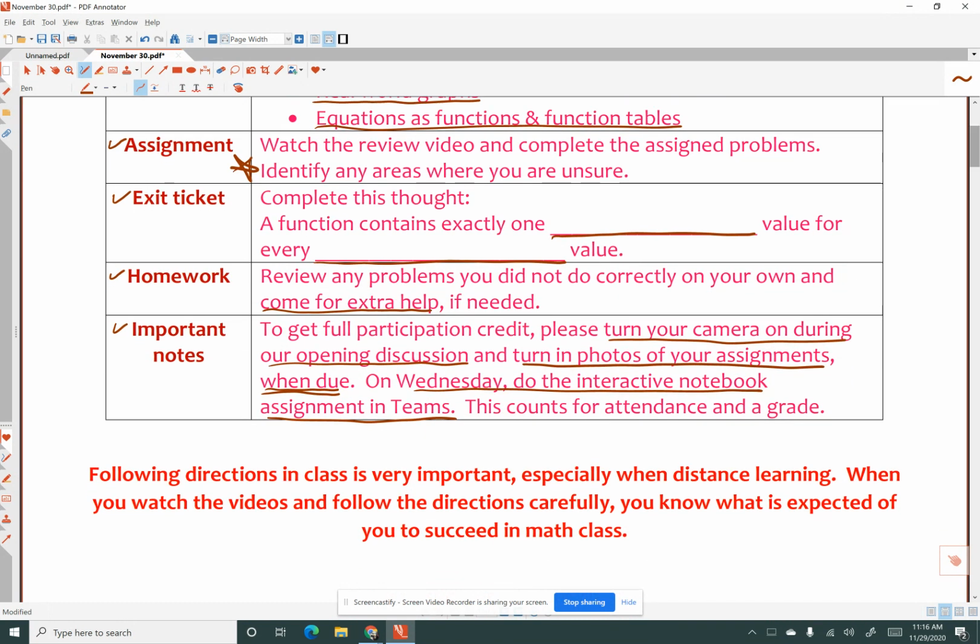So remember, following directions in class is very important, especially when you are distance learning. So when you watch the videos and follow these directions carefully, you will know what is expected of you to do what you need to do to succeed in math class.